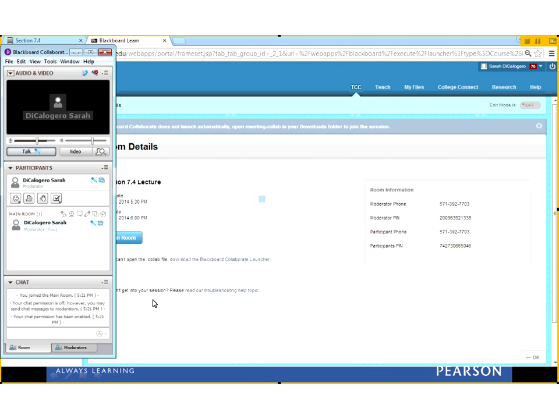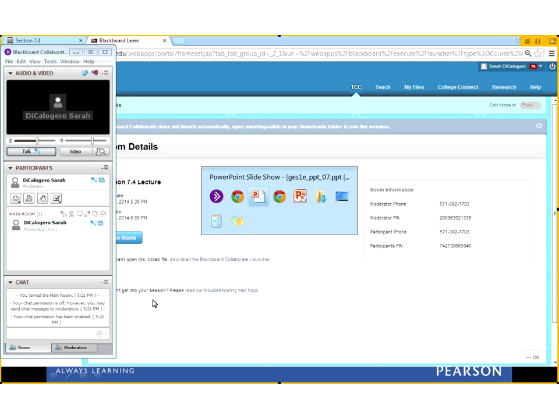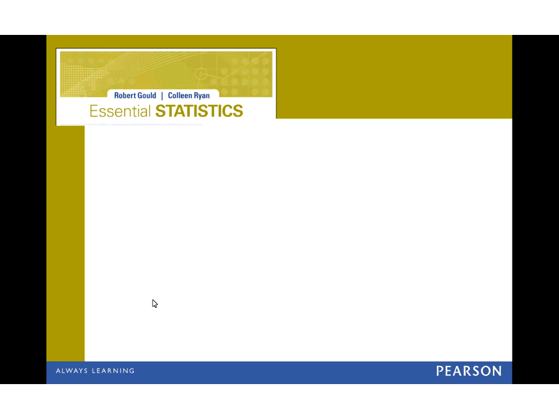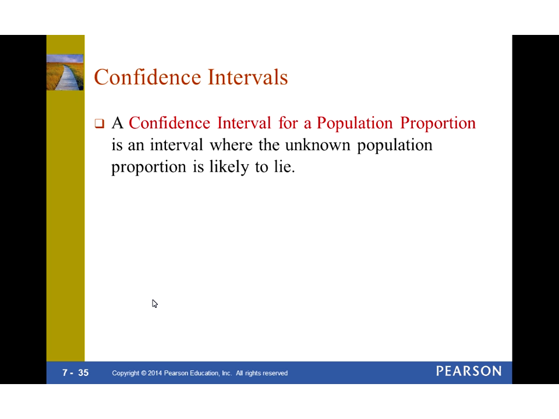Hello, Math 157ers. This is Professor D, and we're going to talk now about Section 7.4, Estimating the Population Proportion with Confidence Intervals. A confidence interval for a population proportion is an interval where the unknown population proportion is likely to lie.